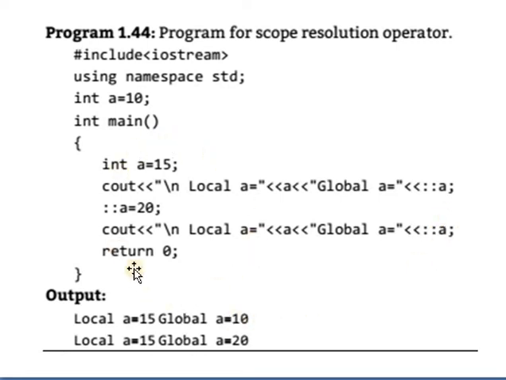So when you compile and execute this particular program, then it displays the output as local a's value is equal to 15 and global a's value is equal to 10, means this statement is executed. After executing this statement, next scope resolution operator is applied for the variable a. Then next these values are displayed. Again local variable a's value is 15, but here global variable a's value is 20. This is displayed. This is a scope resolution operator.